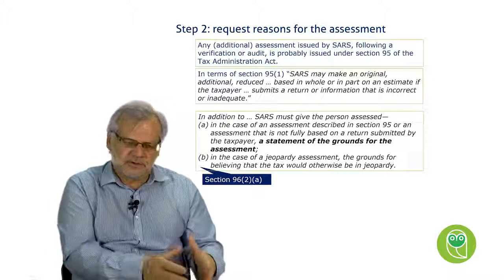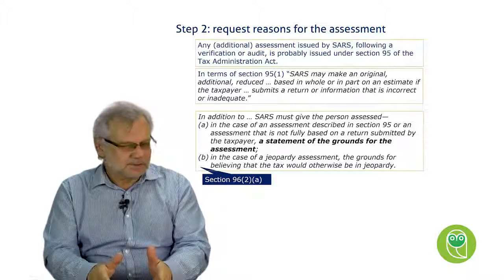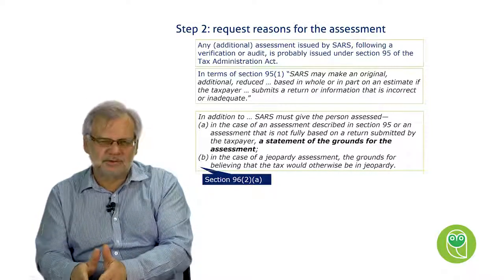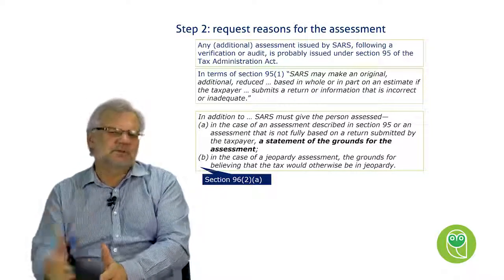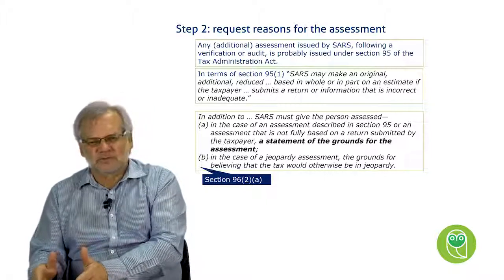I've submitted a return. I've declared income information in that return, income and expenses. SARS had done some work, issued an additional assessment. This is not based on what I've put in the return. This is subsequent information that they've received. Now they must give me a statement of the ground for the assessment.